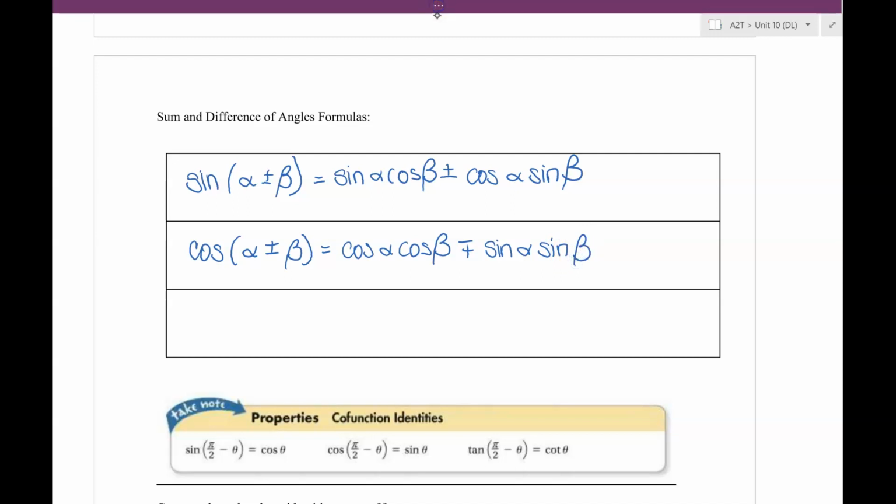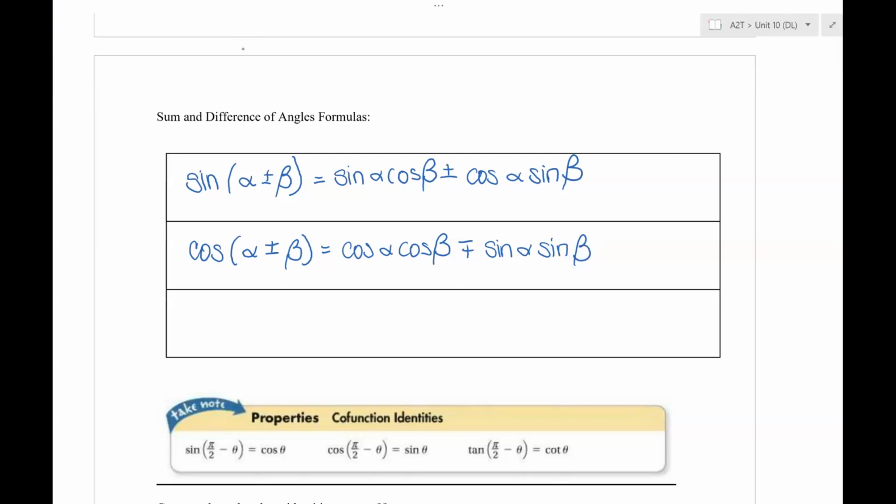Okay, here's where it matters. Really pay attention. Sine is the same. So if I'm adding the angles, I add the formula. If I subtract the angles, I subtract the formula. Sine, same. Cosine changes. So if I'm adding the angles, I subtract. If I'm subtracting the angles, I add. Okay, really important that you guys understand that.